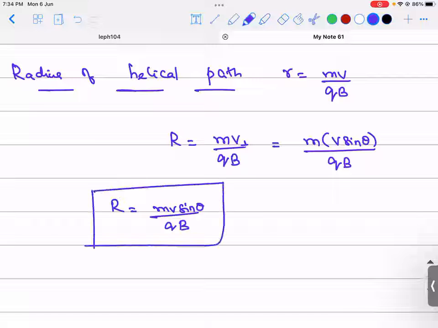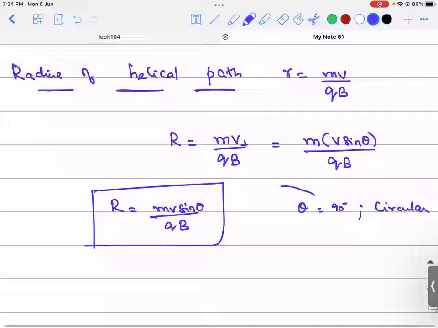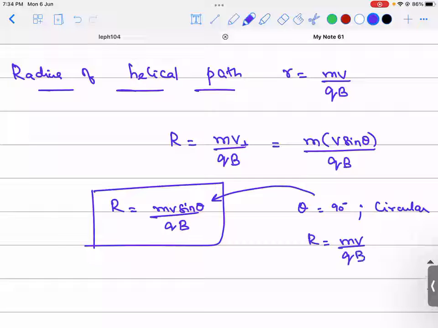If you want, you can substitute theta is equal to 90 and see. When theta is equal to 90, what will happen to the path of the particle? Theta is equal to 90 degrees. The path of the particle is circular. So if you take theta is equal to 90 and substitute it here, R will be equal to mv by qB. Is this not the radius we derived for the circular path? Same logic. Is it clear?